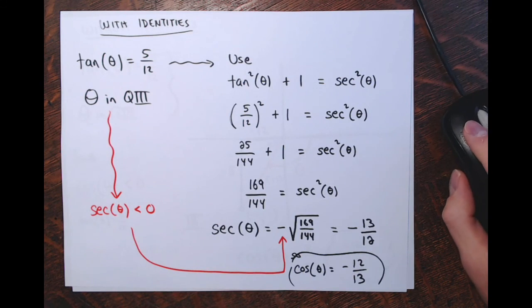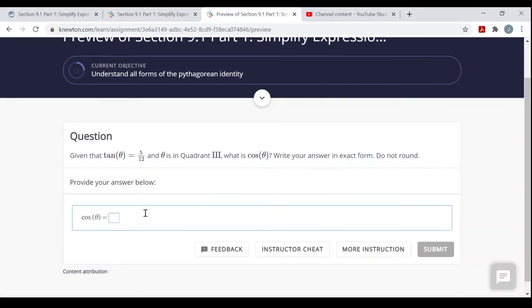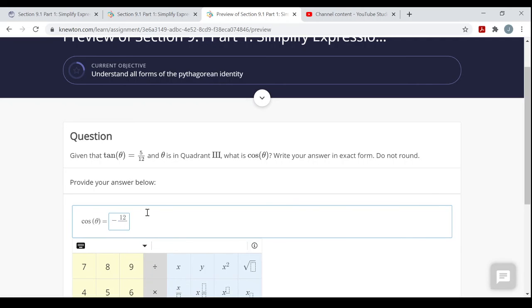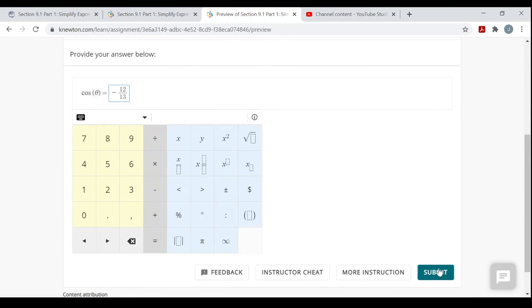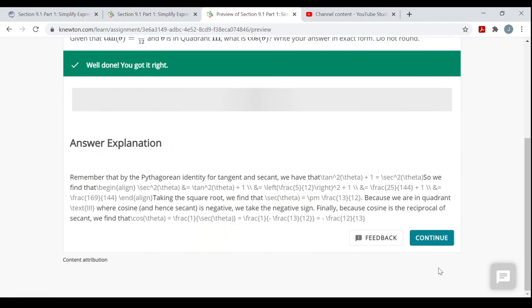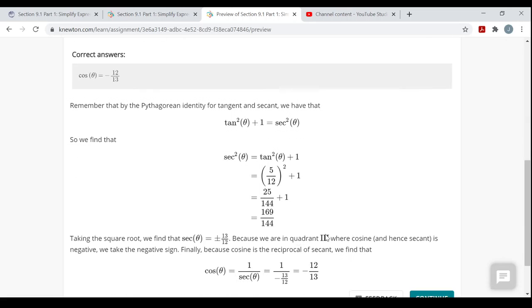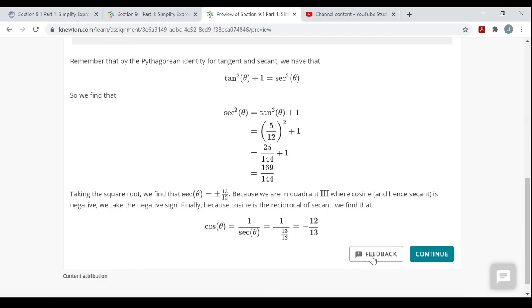All right, so let's go back and enter this value and see if I'm right. Negative 12/13 was the cosine of this angle. Fantastic. And of course, read through their answer explanations; you'll see they're using that same identity and all the same stuff.